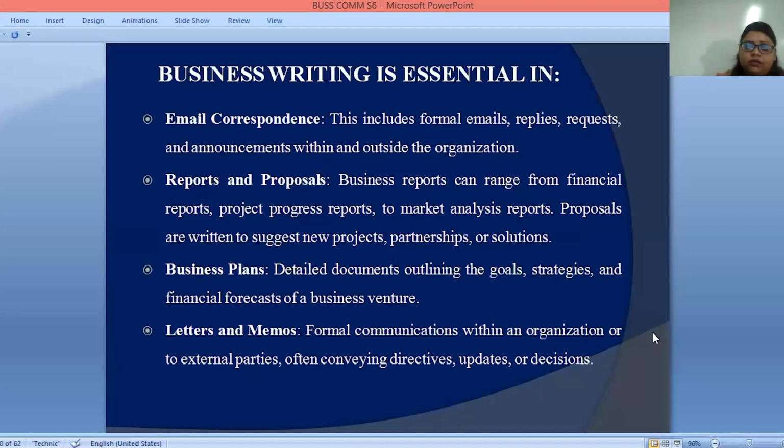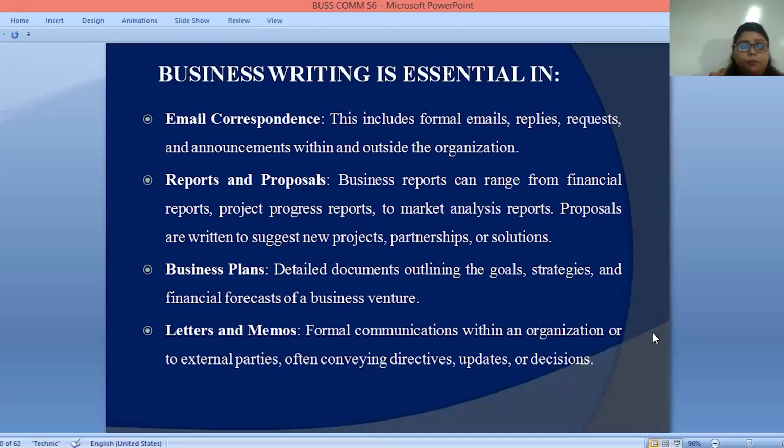Now, we'll discuss in which areas business writing is essential. We'll just go through the points. Number one is email correspondence. This includes formal emails, replies, requests, and announcements within and outside the organization, right? So business writing is essential in email correspondence.